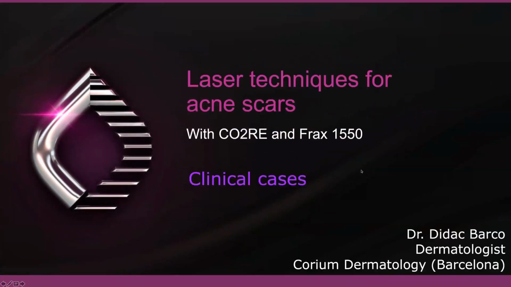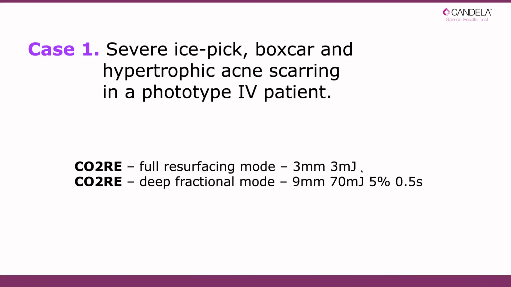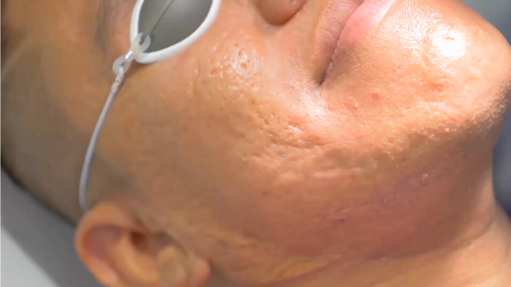All right, thank you very much, Pedro, for your cases. Now we're going to move forward with some more clinical cases regarding acne scarring. So the first one is a phototype 4 patient with severe ice-pick, boxcar and hypertrophic acne scarring. We're going to use the core system with the settings that we have talked about before. And now we're going to see the video of the procedure so you can see it from a practical point of view. There we go.